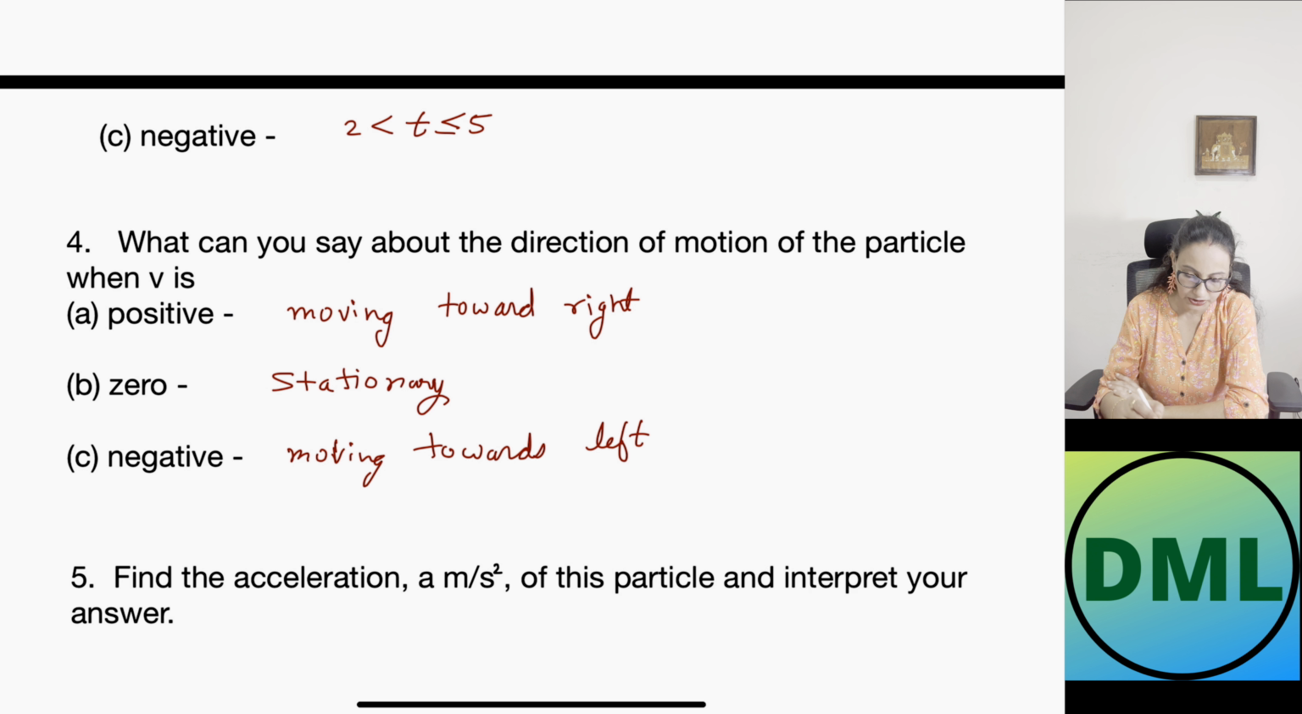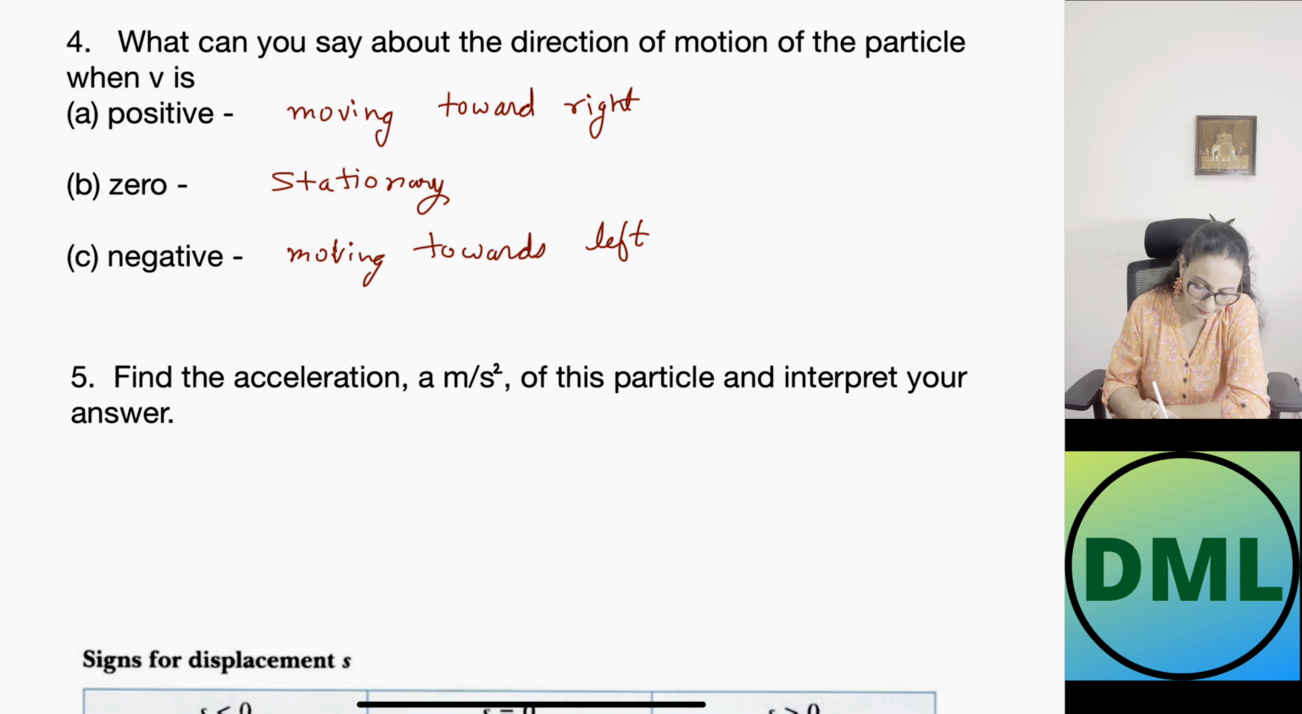Let's see the next question here. Find the acceleration a of this particle and interpret your answer. I need to interpret by looking at the acceleration. Acceleration will be given by differentiation of velocity. What is my velocity function? Velocity function is 4 minus 2t. Let's differentiate this function to get the acceleration.